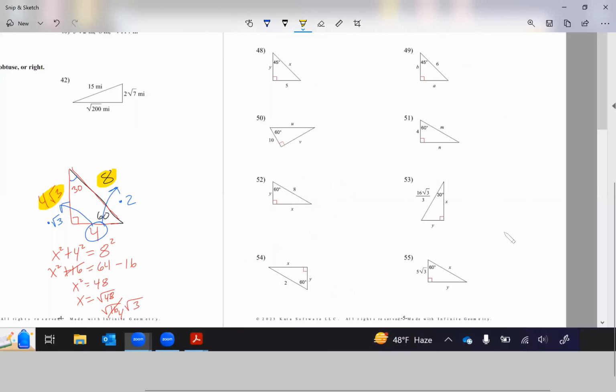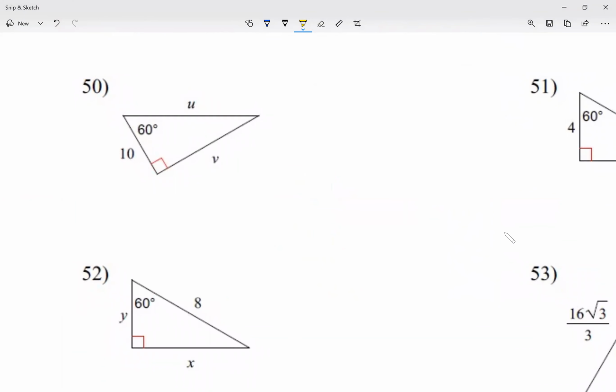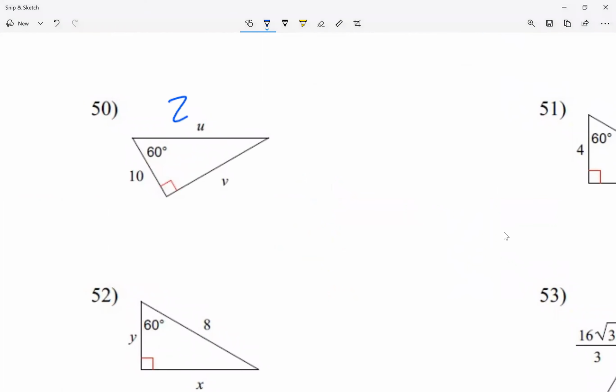Let's take a look. Let me take a look at number 50. I'm given the small side, and I'm going to find the other two. If I want to find the hypotenuse, I'm going to say that's 20, because the small side times 2. If I want to find V, it's going to be 10 times radical 3. That's it. Notice I always started from the small side.